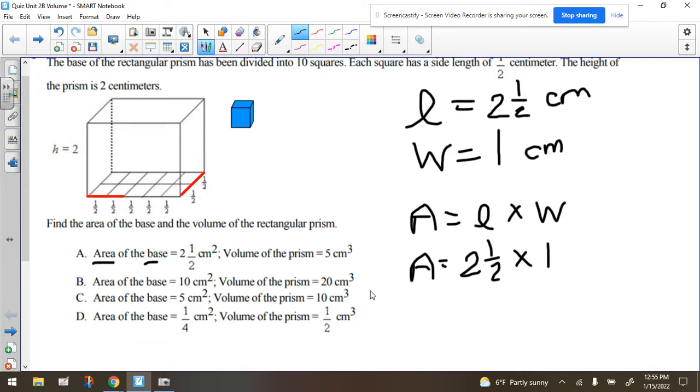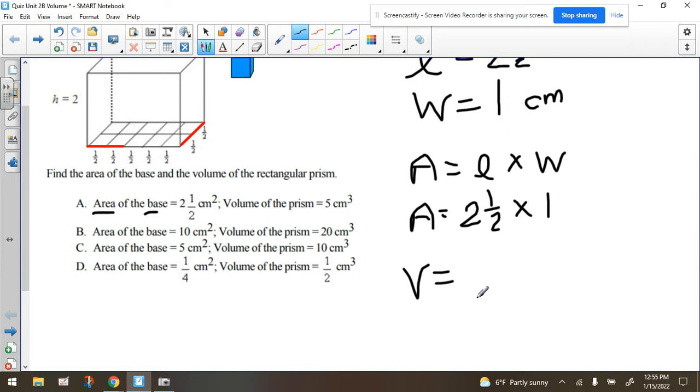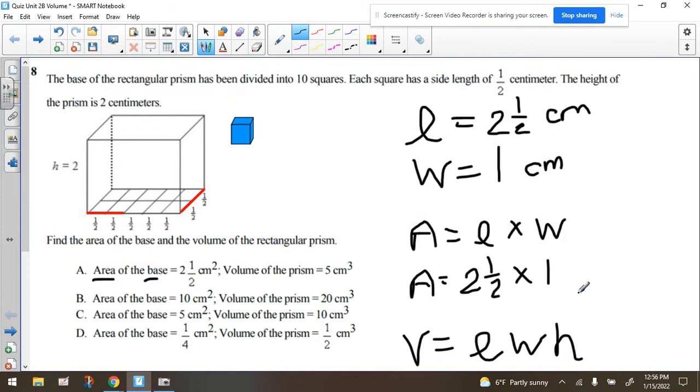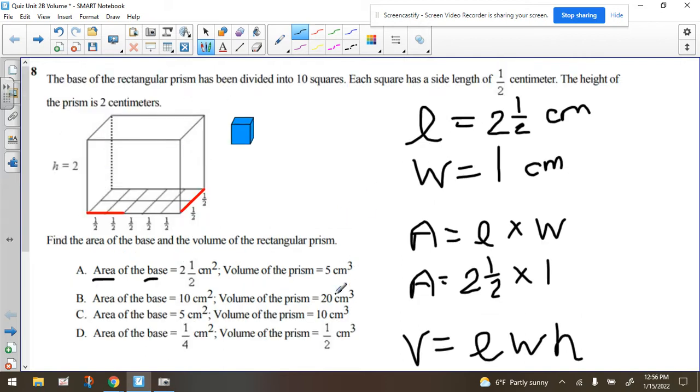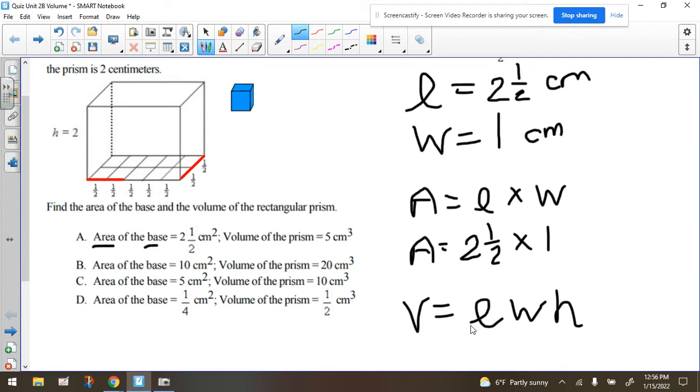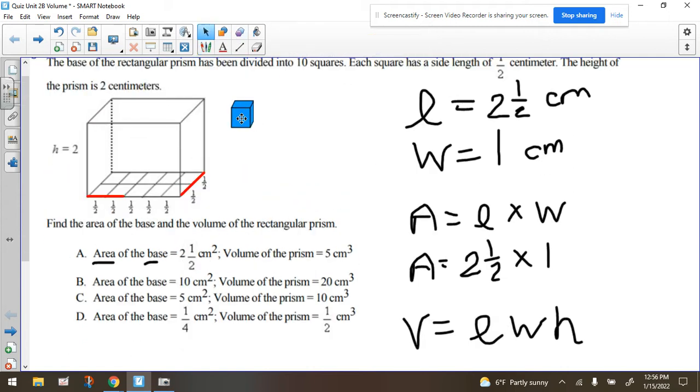But what about the volume? So volume equals length times width times height. And they want the volume in cubic centimeters, right? Because that's what the unit is here. They don't want to know how many of these cubes. They want to know how many cubic centimeters. So, by the way, this cube is a half centimeter cube.